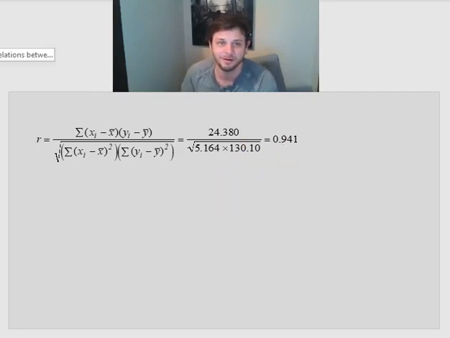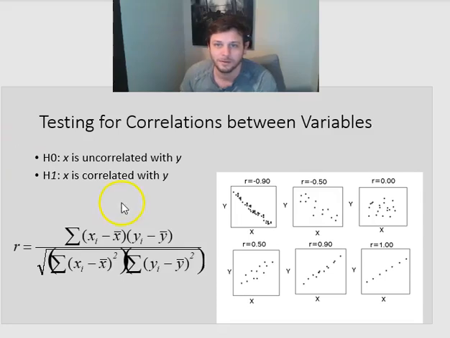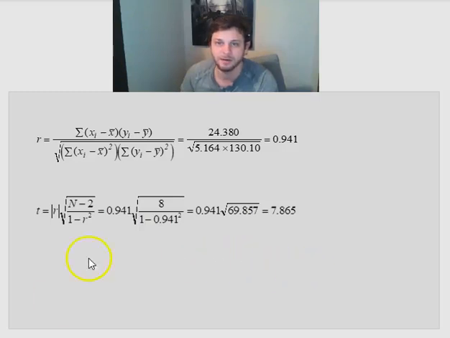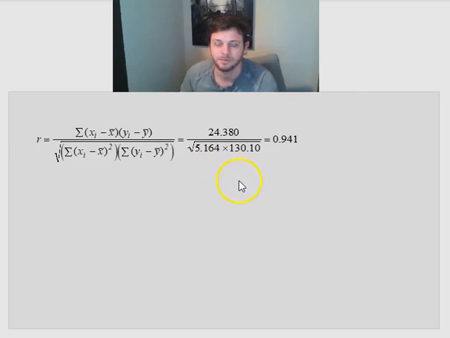This is a really high R value. If you remember, here's an R of 1, here's an R of 0.9. We're somewhere in between here. So as our x goes up, so does our y. These things are highly correlated with each other. The pH and the species richness are highly correlated with each other. We know we had 10 samples.